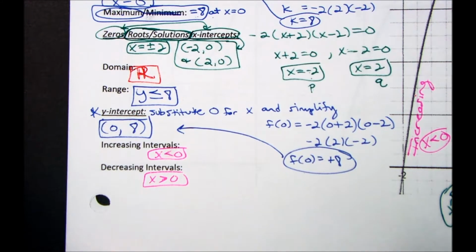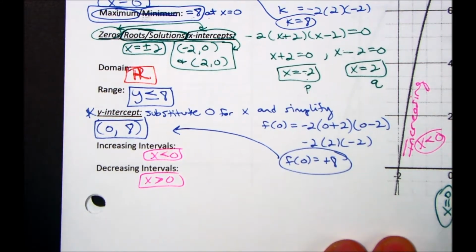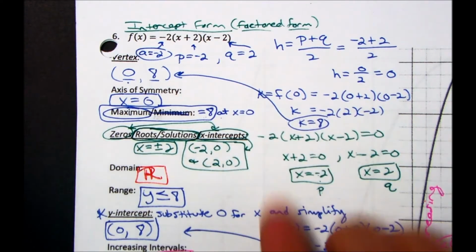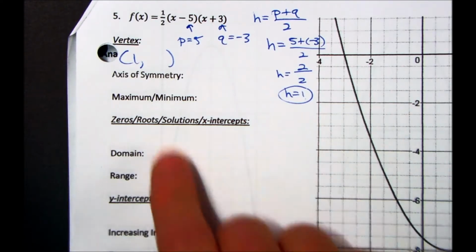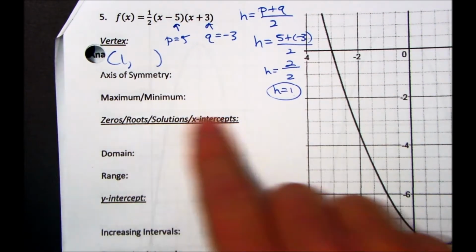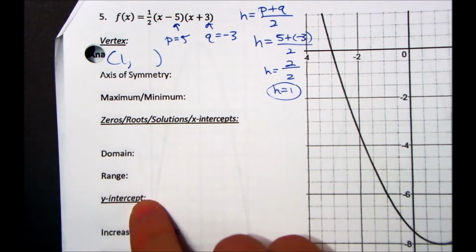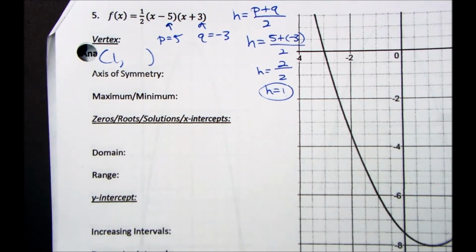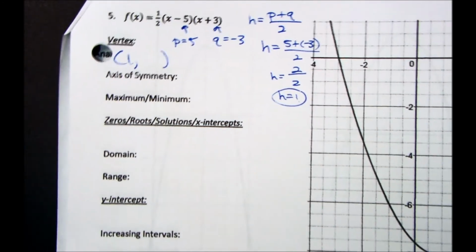All right, so that ends number 6, and that was intercept form, or factored form. And number 5, I've started it for you, but you need to finish showing all the work for the X-intercepts, zeros, the Y-intercept, and fill in the rest of the information. But these are the only 2 that are in intercept form on this assignment. Now we're going to jump to number 8, and this is in vertex form.